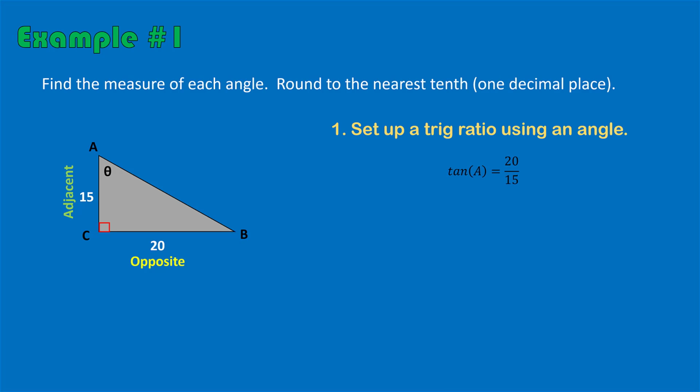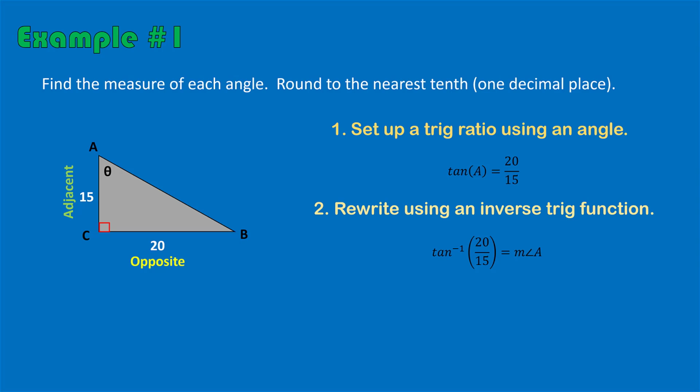So step 1 is set up a trig ratio using an angle. Because I have opposite and adjacent, I'm going to use tangent. So tangent A equals 20 over 15. Now, normally we would simplify this and reduce it, and you can, but because we're going to be finding that angle measure, it does not matter.